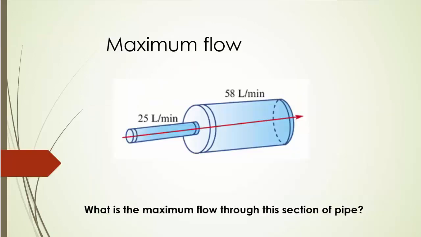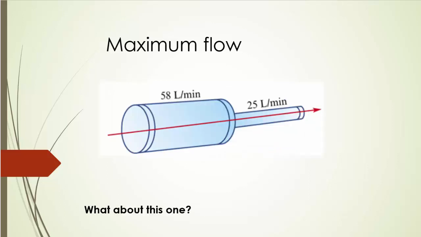Consider the following diagram. We've got two pipes connected in a system. It could be water or gas or anything. 25 litres a minute capacity on the left hand side and 58 litres per minute capacity on the right hand side. What is the maximum flow through this pipe? The answer has to be the smallest number, 25 litres per minute. Doesn't matter what the other side can do, it's only getting 25, it's only ever going to do 25.